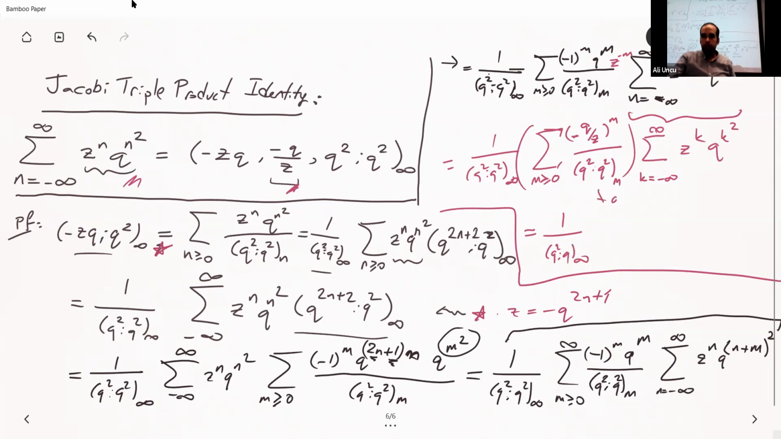Q binomial, az over z. A is 0. So on the top, I don't have anything. I just have 1 divided by z, base. My base is q squared this time, base q squared sub infinity times this bilateral sum zk q to the k squared.